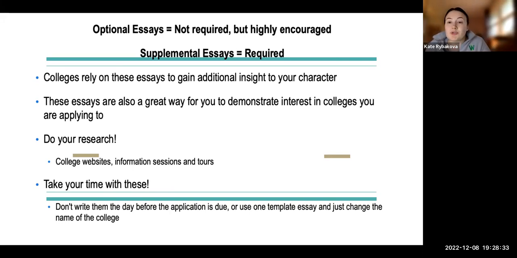And again, colleges rely on the essays to gain additional information on your character. So that is for the required essay. The supplemental ones, that is something that we actually really do need to see, because there is actually criteria when we decide if we're going to admit you or not. We look at your essay and we assign you a certain score based on that essay. So we really do need to have that on file for a lot of reasons. It's also a great way for you to demonstrate interest in your college. That is more so for the optional essay, for the personal statement. It helps a ton to know why a certain person is applying and what interests them in that particular college.